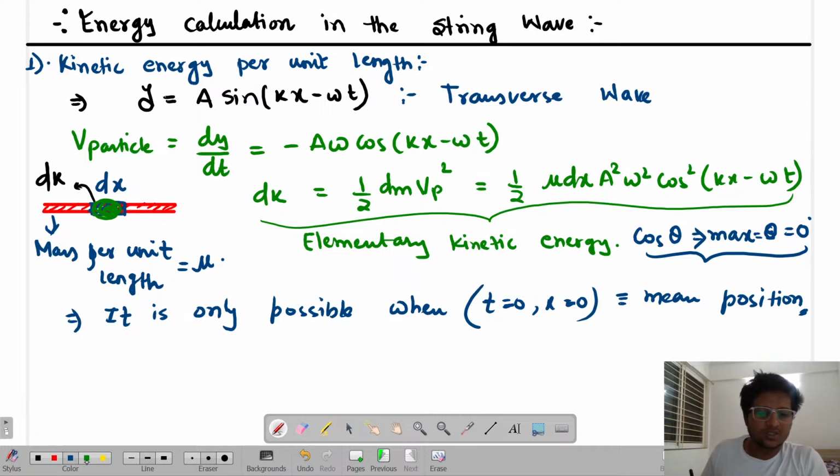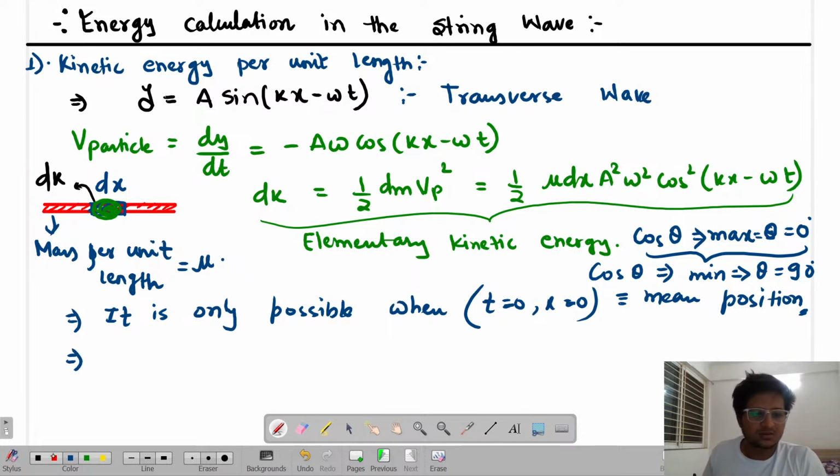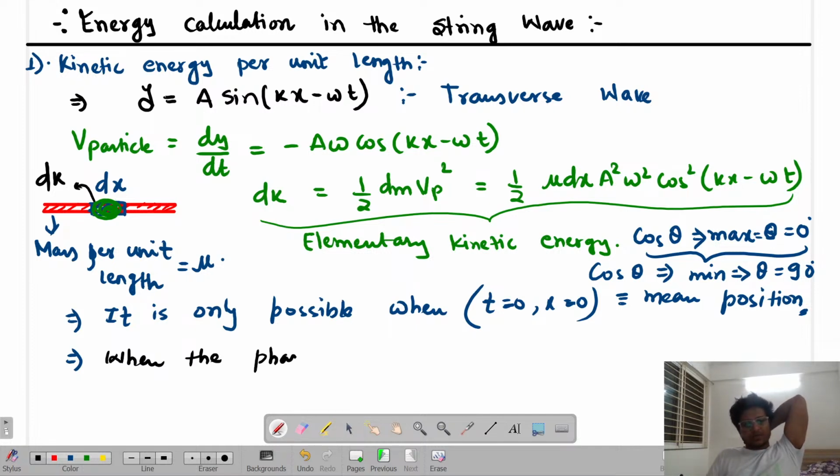Next, you see that this cos value is minimum, meaning 0, for θ equal to 90 degrees or π/2. Are you able to get me? So that means when the phase shift, you have to write kx − ωt equal to how much? π/2. So when the phase is π/2, which is equal to kx − ωt.